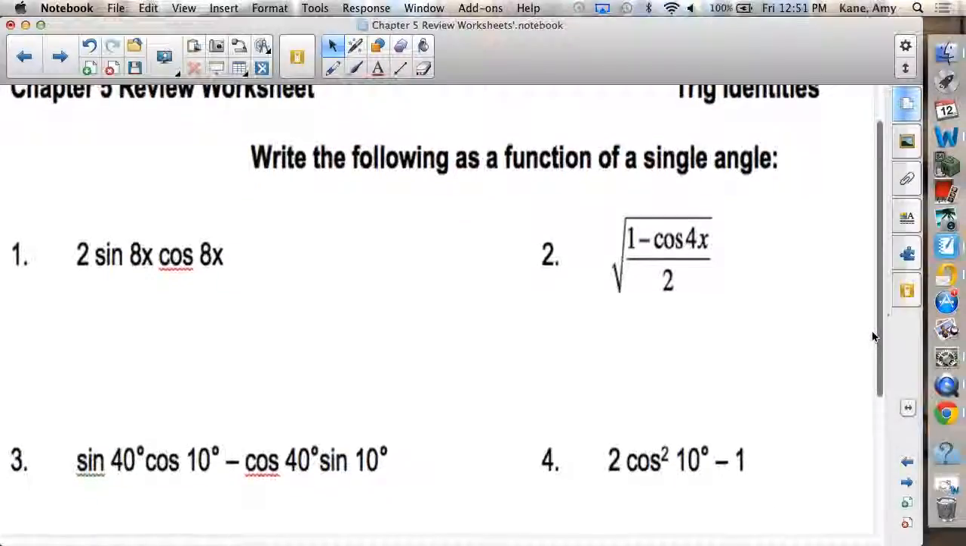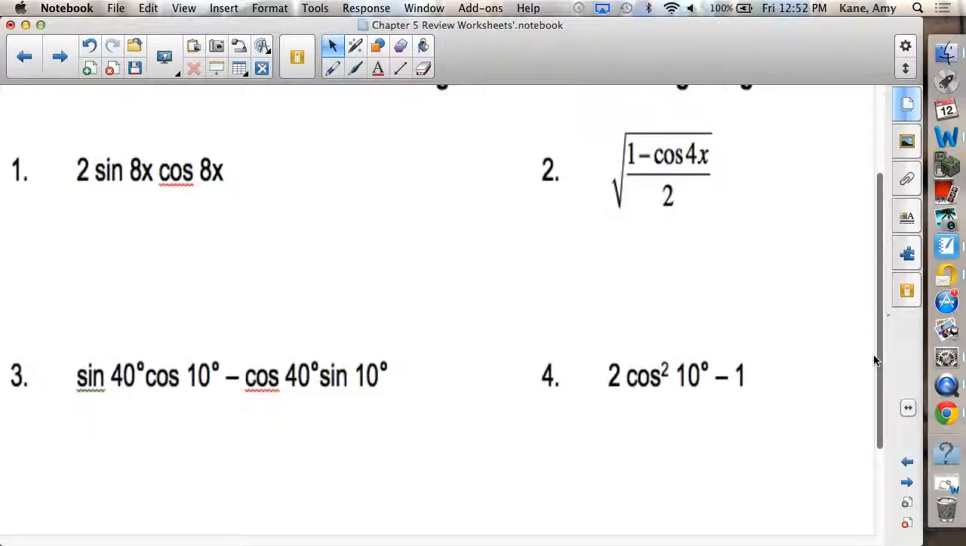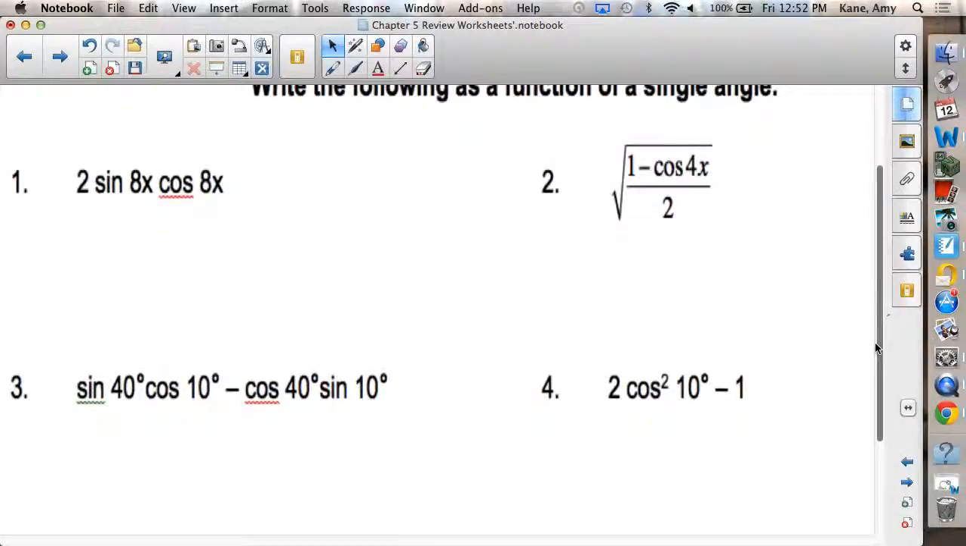This review worksheet is one of the 3 chapter 5 review worksheets, and it's titled Trig Identities. The first 6 problems are very similar to 61 of your homework and 63 of your homework. The directions want you to write the following as a function of a single angle. So essentially, you have an expanded form here. Your goal is to look at the expanded form and match it with one of the formulas to condense it.